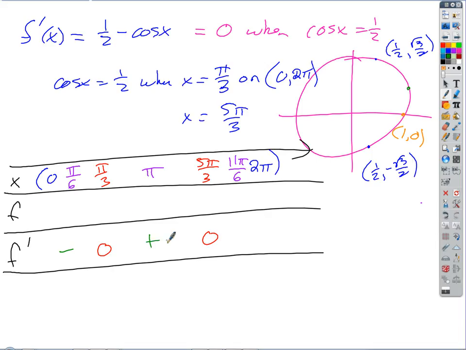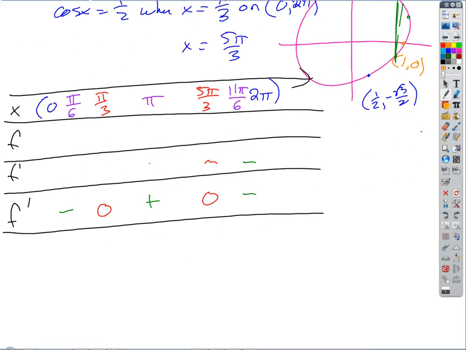And then what about 11/6 pi? That's going to be the same x value as pi over 6, if I drew this correctly. That's big and positive, so it's negative. So 1/2 minus big positive is negative. And so now we can draw this picture.